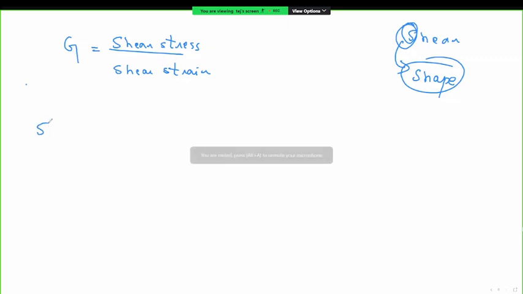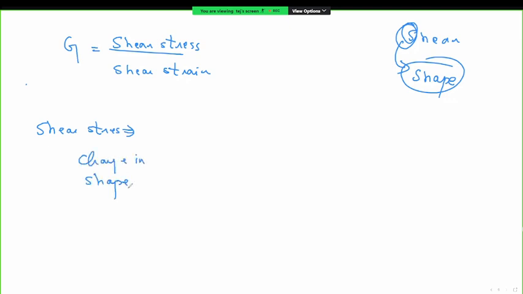Now again, what does shear stress mean? I told you right now. When stress is applied, there is a change in shape due to stress. This is called shear. Now, how do you write shear strain? Shear strain.